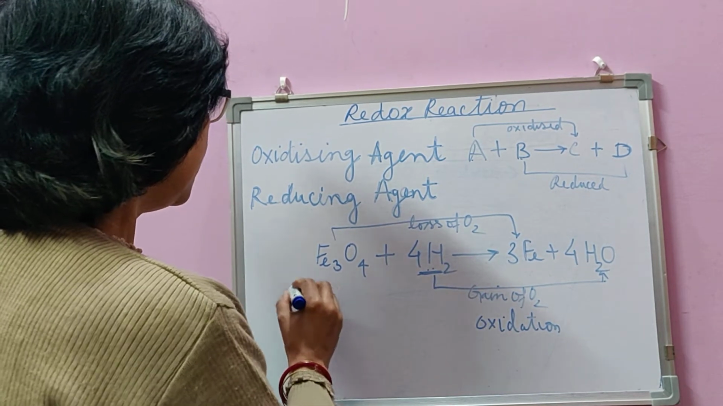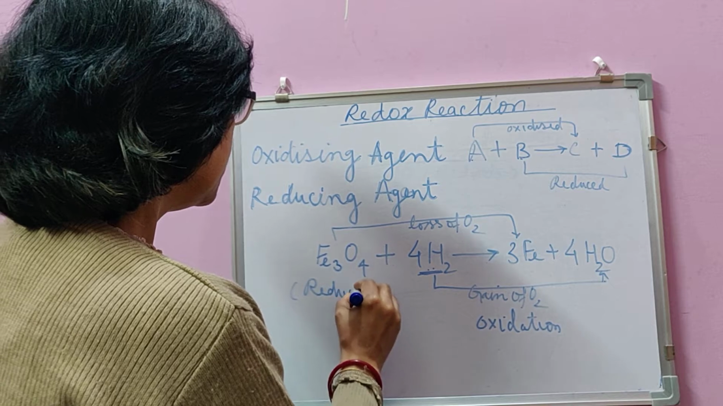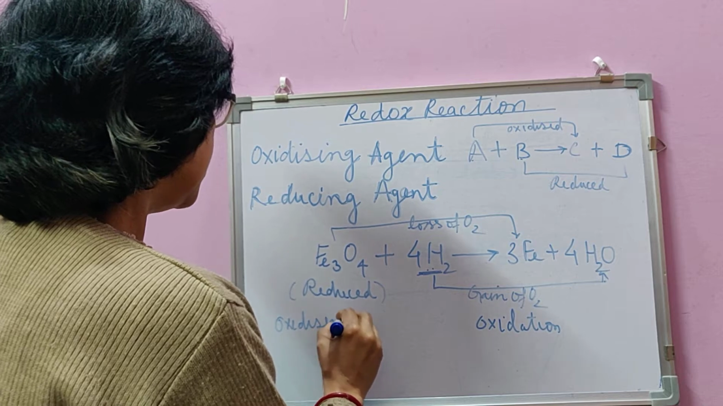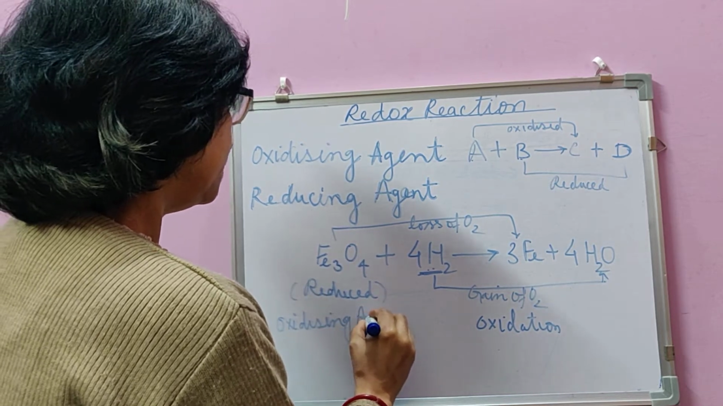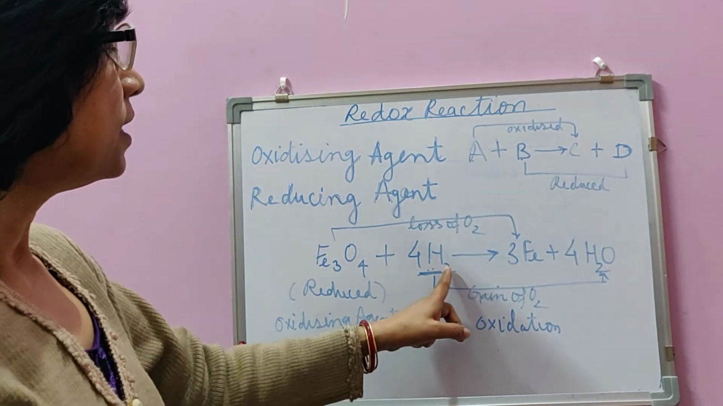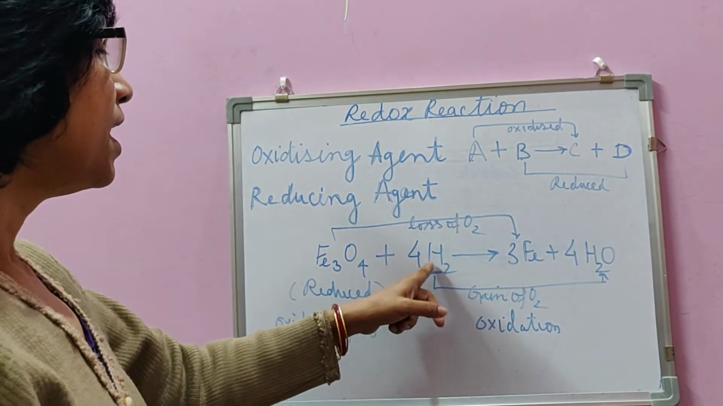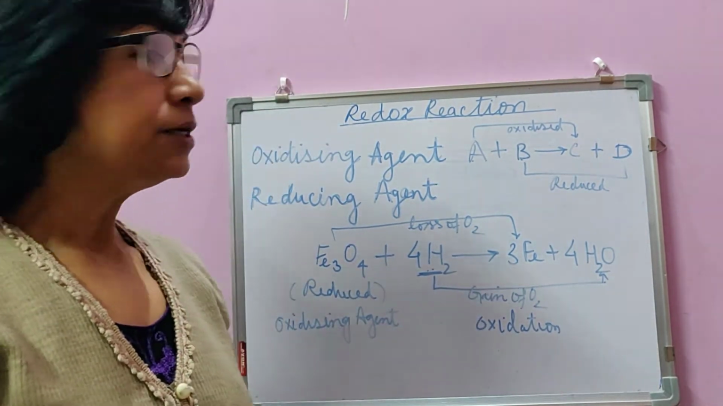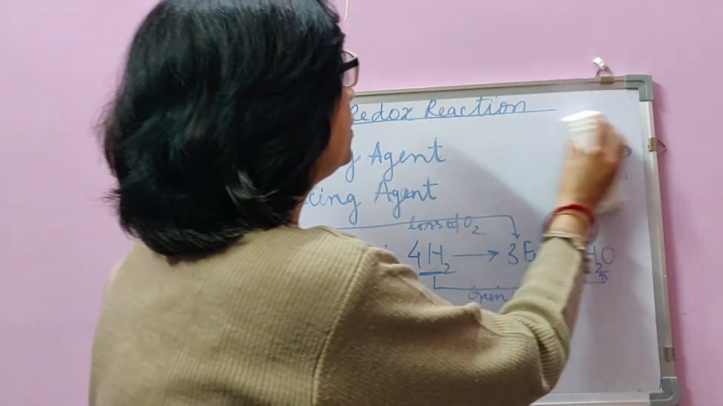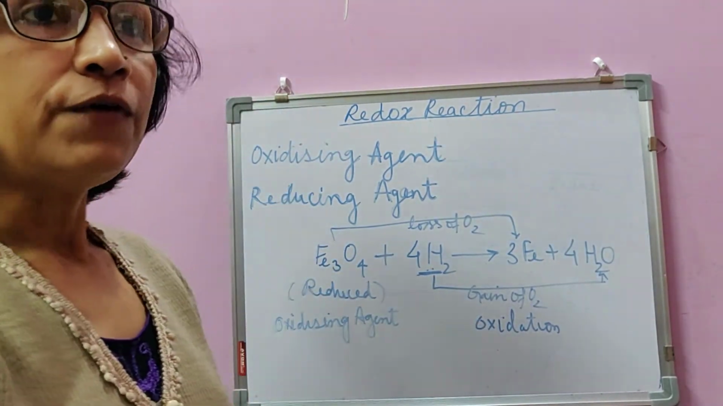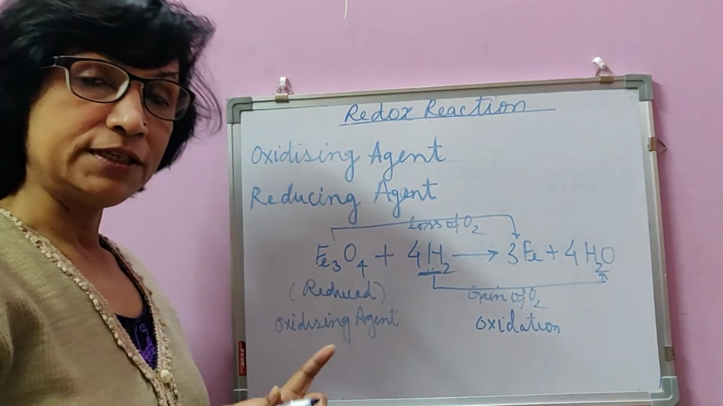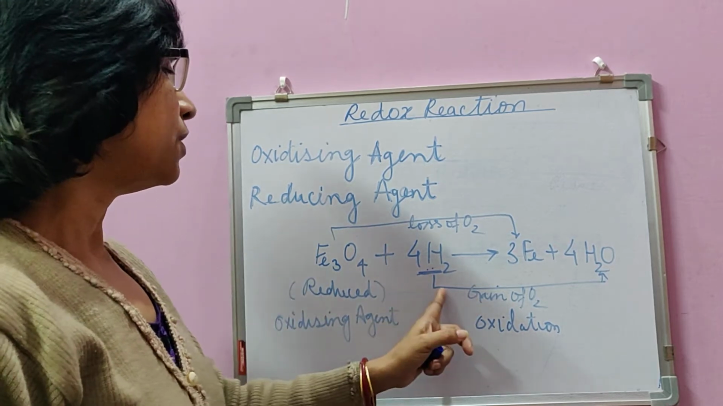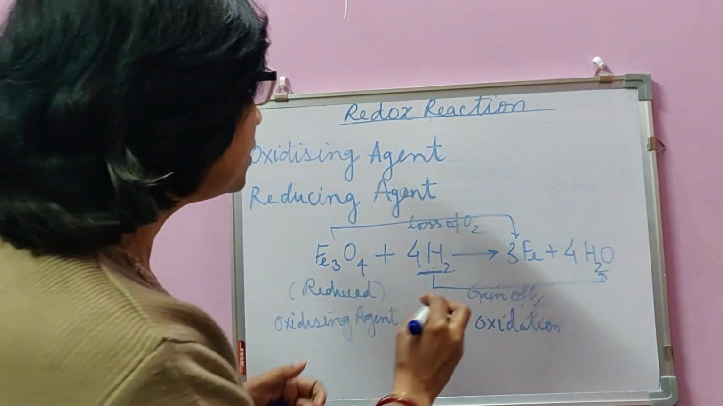It means ferric oxide is reduced and it is acting as oxidizing agent as well, whereas hydrogen is oxidized and it is acting as reducing agent. It means during any oxidation reduction reaction, that is a redox reaction, one of the substances is oxidized and it helps in reduction of the other. So the substance that gets oxidized acts as reducing agent.